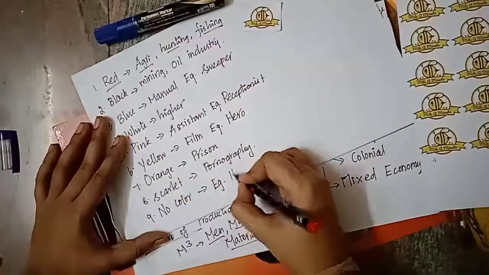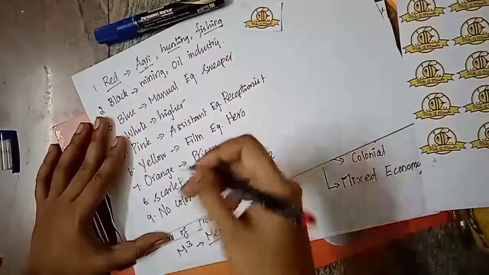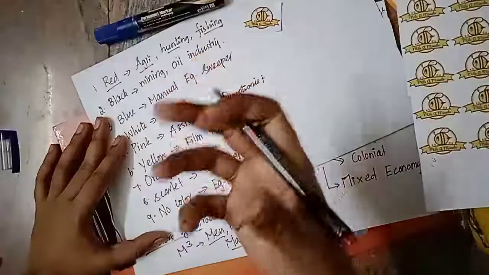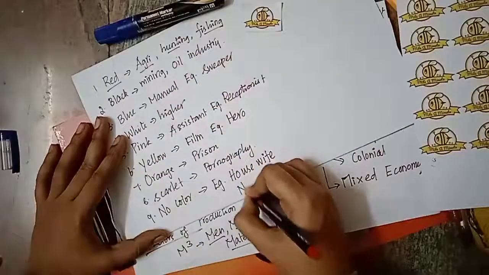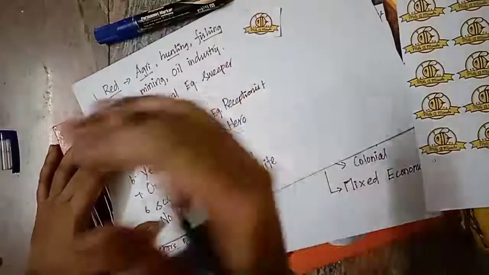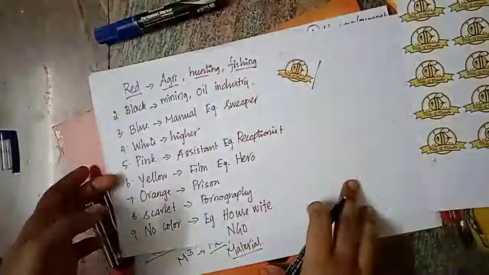For example, we can say housewife. Housewives do have work, but they do not demand money for that work. Housewife comes under no color. And NGOs. NGOs also perform some work, but they do not demand money for their work. So those people come under no color.